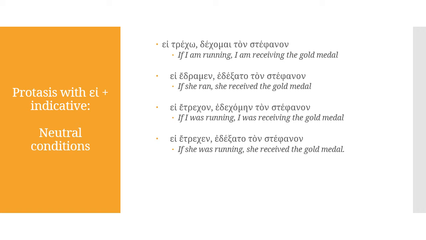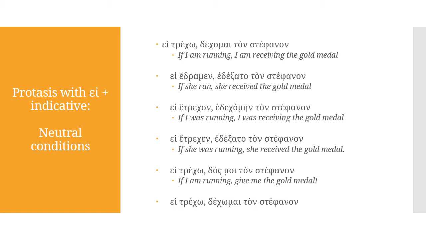So here we've shifted to the third person again, and I've shifted the aspect choice for the first part, the protasis, but I've maintained edexato ton stephanon in the apodosis. If she was running, she received the gold medal. Ei trecho, dos moi ton stephanon. If I am running, give me the gold medal. Ei trecho, dechomai ton stephanon. If I am running, then let me receive the gold medal, shifting dechomai into the hypotaktike, into the subjunctive.